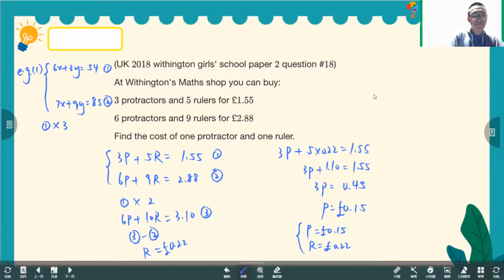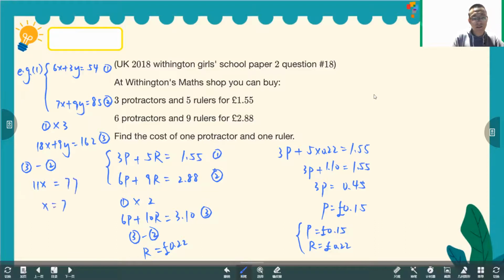Don't you worry. 1 times 3 will give us 18x plus 9y equals to 54 times 3, which is 162. And then this is our equation number 3. And equation number 3, take away equation number 2, because we're taking away the smaller one from the larger one. 18x minus 7x is 11x. And then 9y minus 9y cancels out. And then 162 minus 85 is, let me see how much it should be, 77.